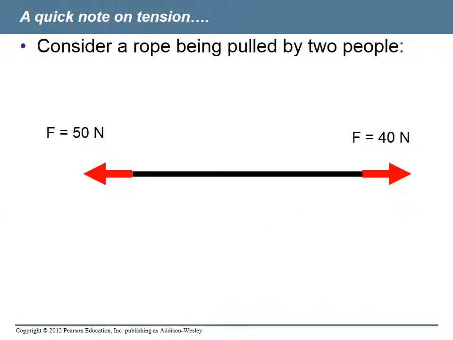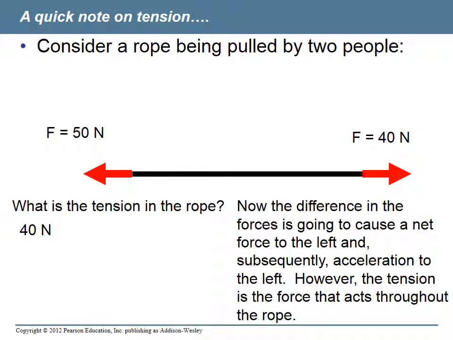What about if we have a rope being pulled by two people, and there are different forces? One is 50 newtons to the left, and one's 40 newtons to the right. Well, the tension in this rope would be 40 newtons, right? So now the difference in the forces causes a net force to the left and an acceleration to the left. So there's going to be 50 newtons over here to the left, 40 newtons to the right. We're going to have a net force of 10 newtons to the left. So it's going to cause an acceleration to the left.